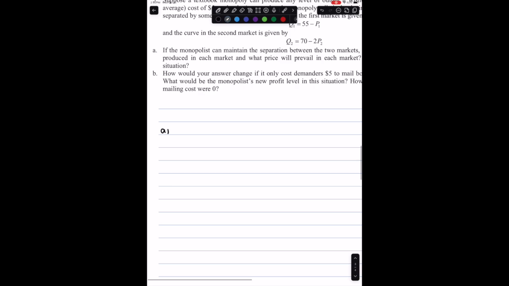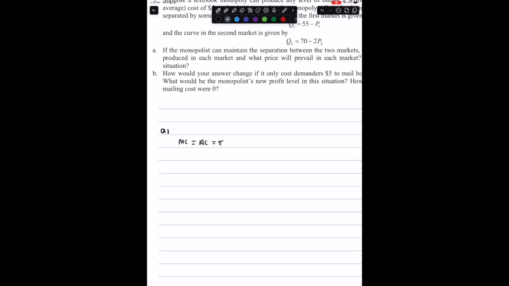But before we do all of that, it's really important that we know that the marginal cost is equal to the average cost, which is equal to 5, which was given to us in the problem. We know the marginal cost is constant, the average cost is constant, it's equal to 5.